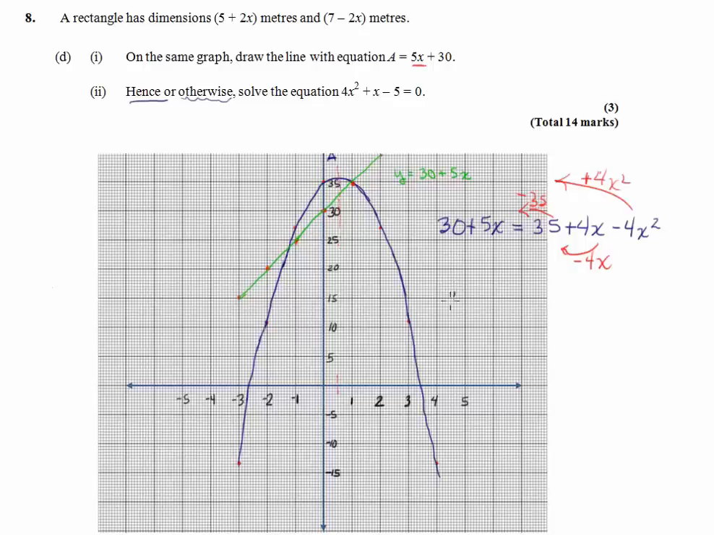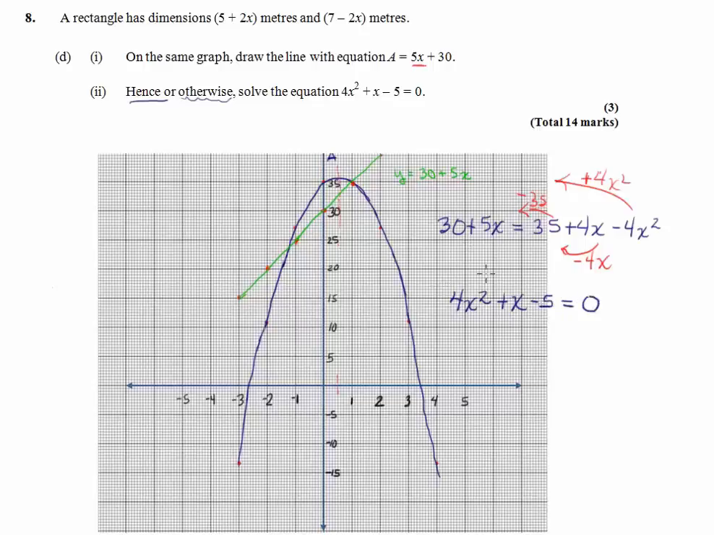So I now have 4x squared. I subtract 4x from 5x, and that gives me plus x. And subtracting 35 from 30 gives me that minus 5. And again, I've canceled everything on the right side, which makes it equal to 0.